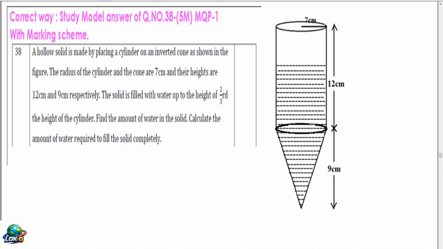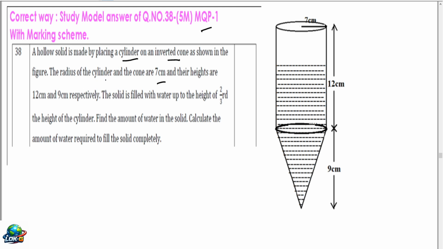From 5-mark question, 38 question from model question number 1. Only I am taking 5-mark questions. A hollow solid is made by placing a cylinder over an inverted cone. Here is an inverted cone and cylinder is placed above it.